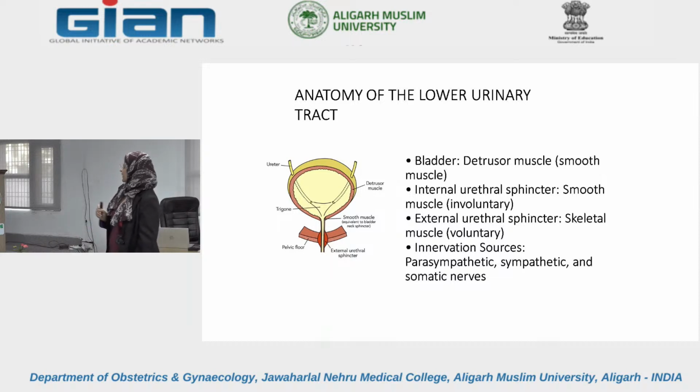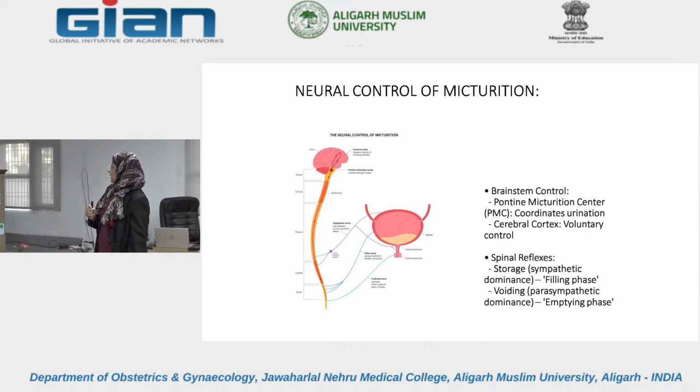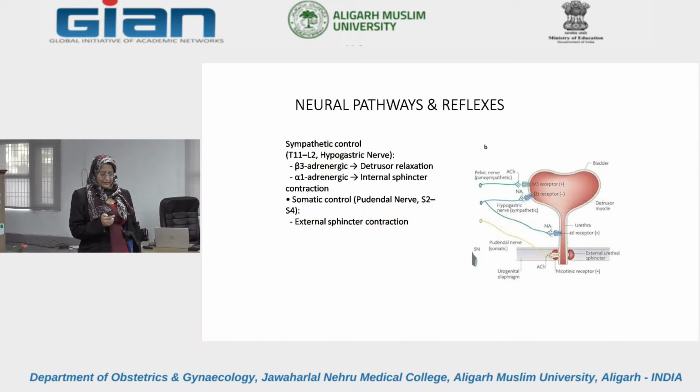Neural control of the bladder: we are talking about the brainstem, the pontine micturition center, which coordinates urination, and the cerebral cortex, which is voluntary control. We all know, is this the place to pass urine? It's not, so we control it by our cerebral function. Spinal reflexes have sympathetic dominance in the filling phase. Voiding is parasympathetic, which is the emptying phase. So anybody with stroke or spinal cord injury can have retention.